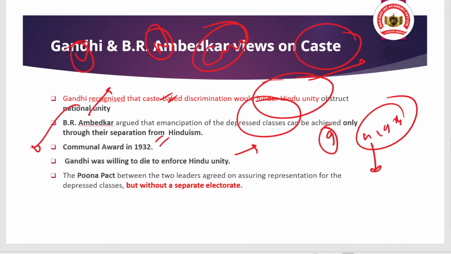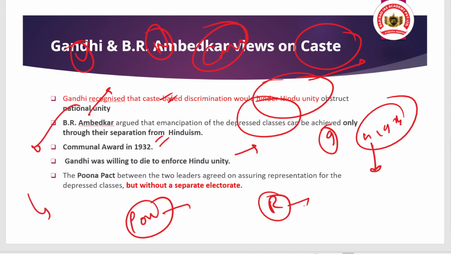After that, a decision was taken between these two personalities, and the Pune Pact arrived. And what was the Pune Pact? According to the Pune Pact, the demand for a separate electorate for the depressed class was rejected, and in place of a separate electorate, the concept of reservation was given for the elections in the houses, whether it is the central legislative assembly or the provincial legislative assembly. So that is the point.